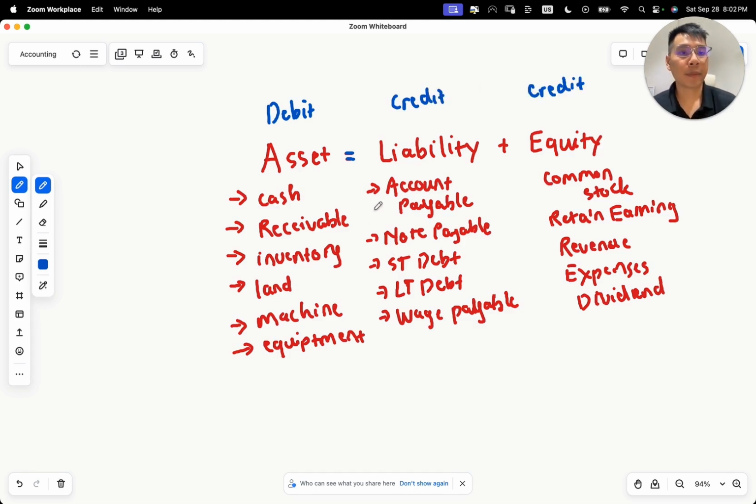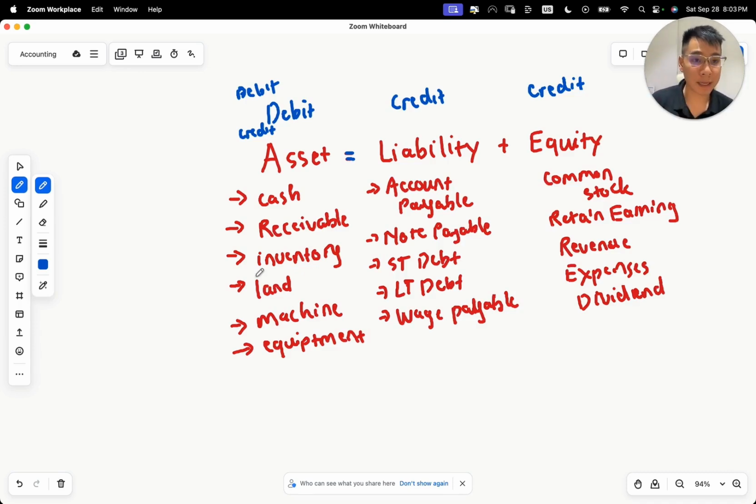Now, why is it important? The reason is because we have to know which side the money is coming from, and then we have to deposit the money on the other side of the equation. In order to increase the asset, since the asset is a debit account, we debit the account. To reduce the asset, we have to credit it. So debit increases the asset, credit decreases the asset.